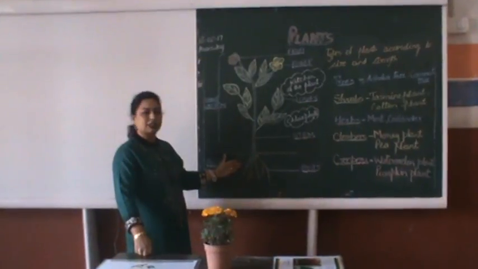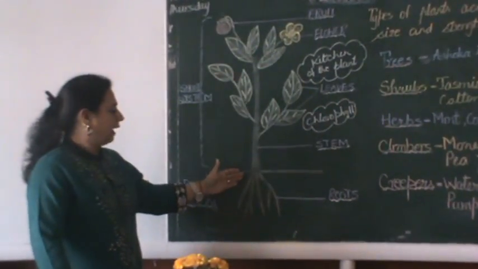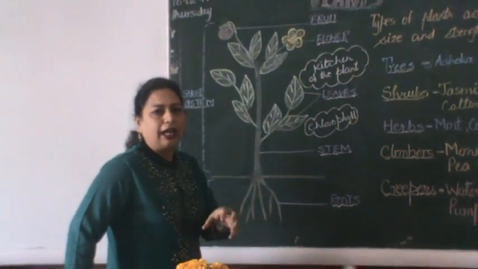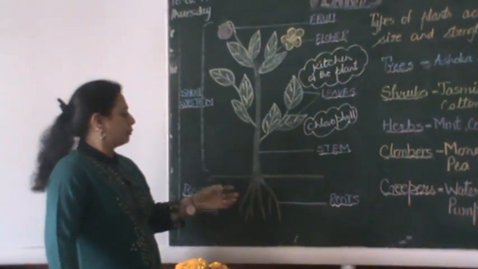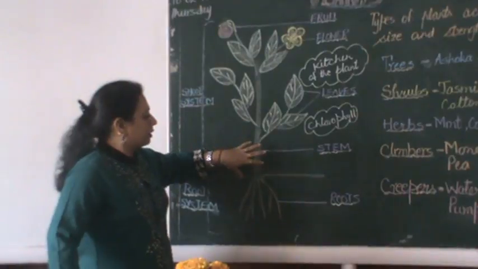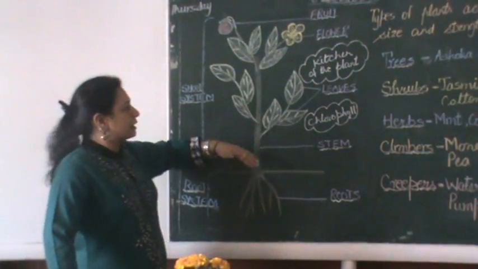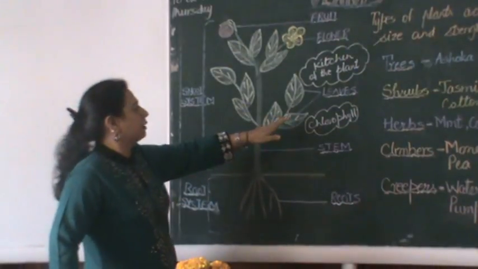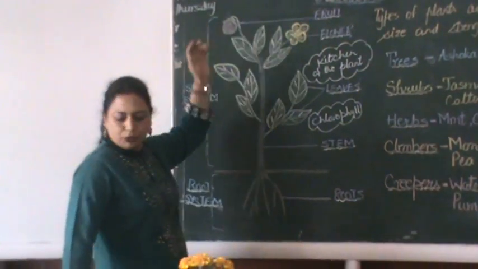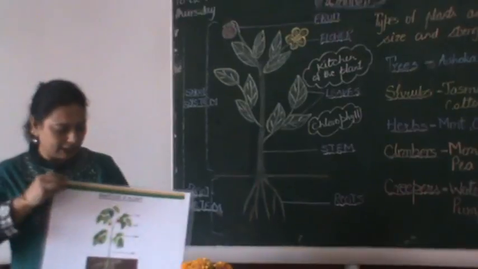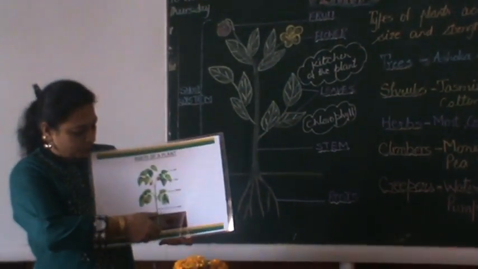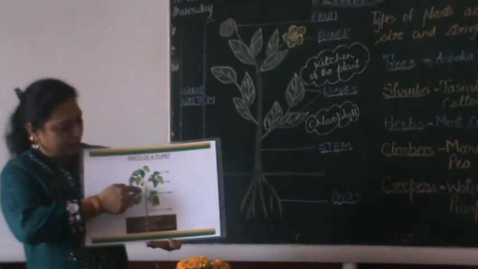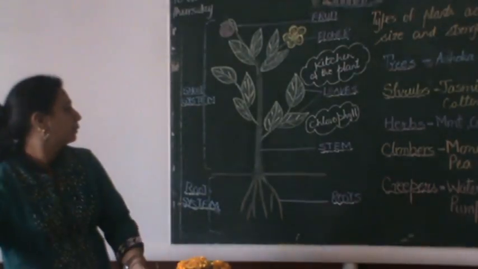The root system consists only of roots, and the main function of the root is to fix the plant to the soil, and it absorbs the water from the soil for the plant. The shoot system is above the soil and it consists of stem, leaves, flower, fruit, etc. As you can see in this picture, this is the root system and this is the shoot system. The shoot system consists of stem, leaves, flower and fruit.